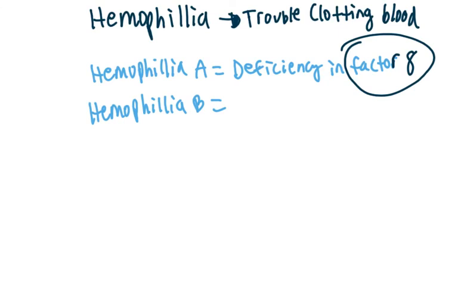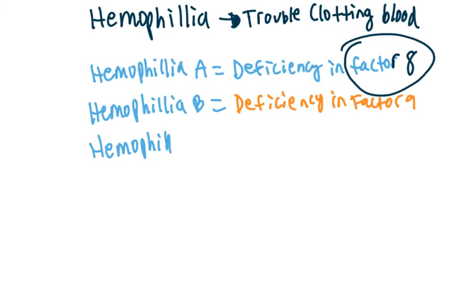Hemophilia B is caused by a deficiency in factor IX, one of our clotting factors. And lastly, hemophilia C, the third type, is associated with a deficiency not in factor X, I forgot the C, but in factor XI.